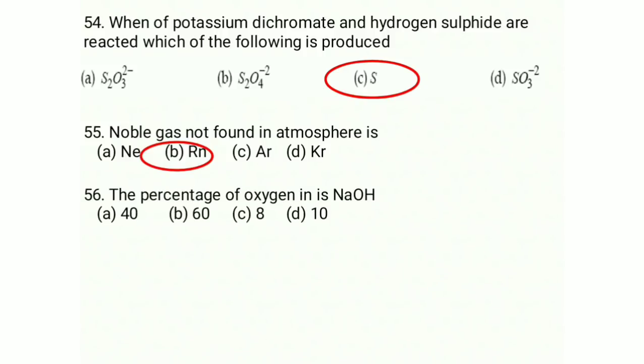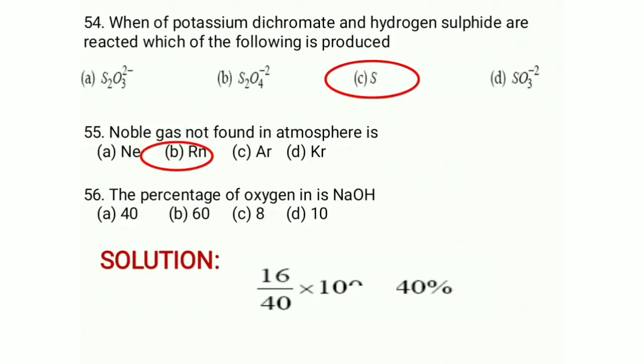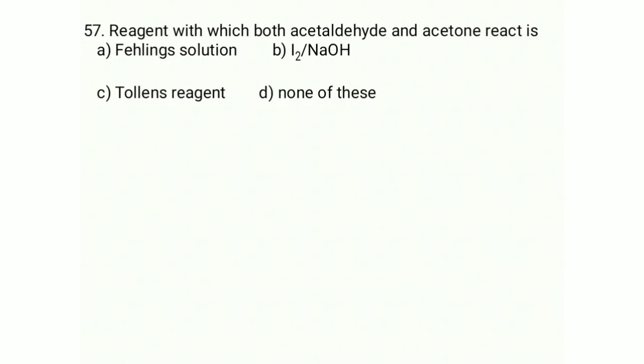The percentage of oxygen in sodium hydroxide. So how to calculate? Percentage of oxygen is calculated by the atomic mass of oxygen divided by the total mass of the compound into 100. In this case, the atomic mass of oxygen is 16, total mass is 40, into 100, you are going to get 40% as the answer. So answer is A.